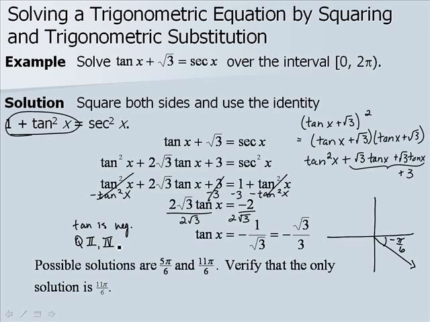So in order to get our value within our interval, we'll add 2 pi to negative pi over 6 to get our 11 pi over 6 answer. And then to get the value that's going to be in quadrant 2, we'll simply add pi to negative pi over 6 to get 5 pi over 6.